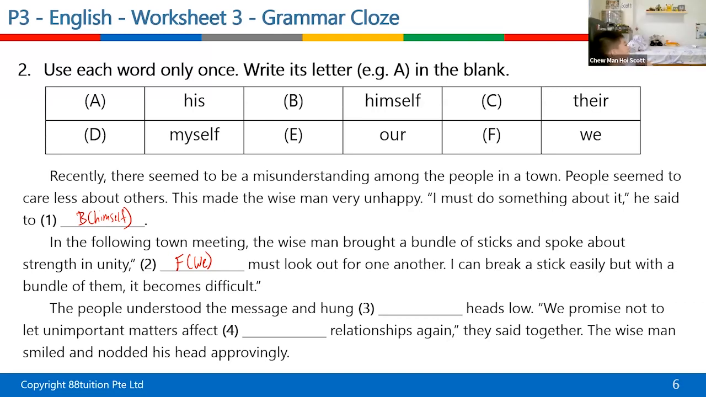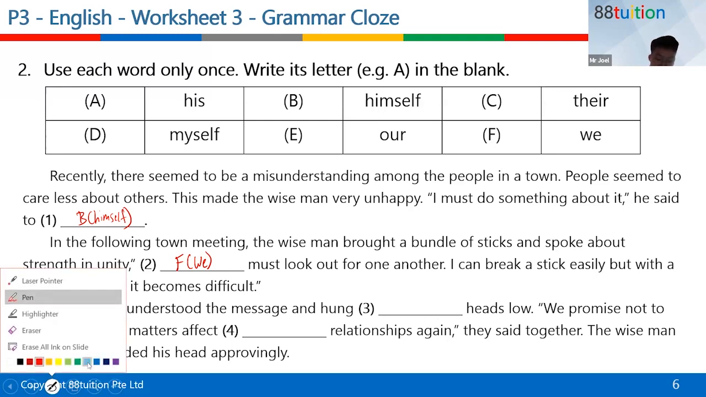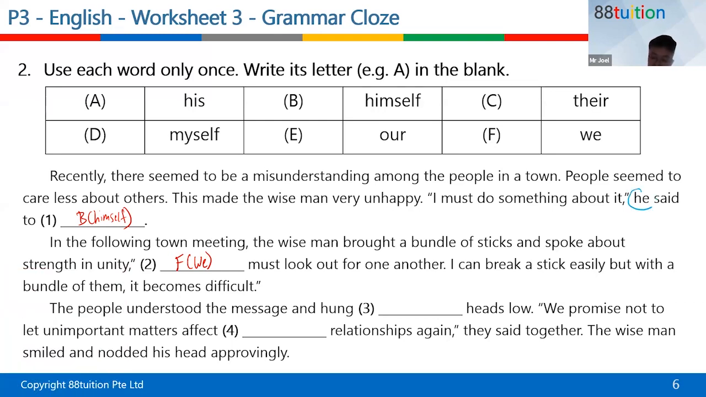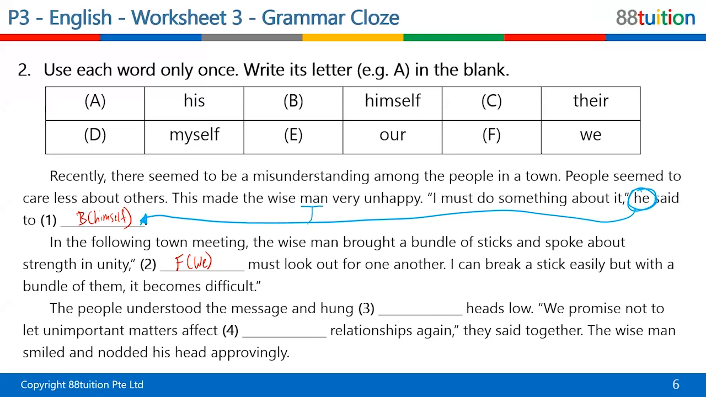I need to think about it. Which part of the passage comes up? Okay, let me just show you an example. For question number 1, look, the word he here gives me the clue that my answer for number 1 must be himself.